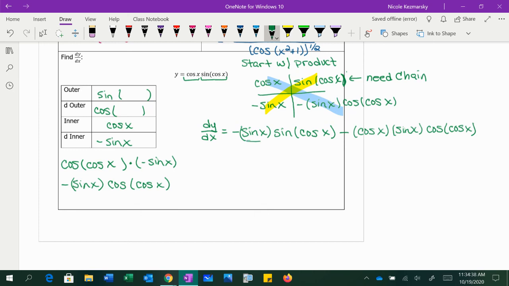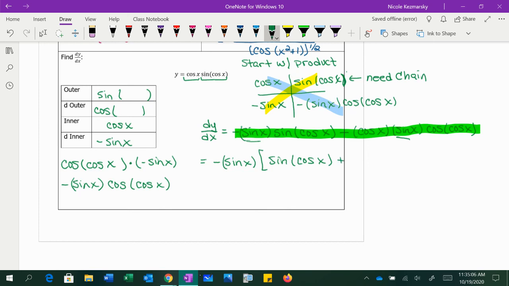Technically, they both have a sine of x. I could factor that out. I could factor out a negative sign. So if you wanted to, where I left it is perfectly fine. I'll highlight it in green as a perfectly fine way to leave your problem. But if you wanted to simplify it more, I could take out a negative sine of x and be left with sine of cosine of x plus cosine of x times cosine of x, which is gross in and of itself.